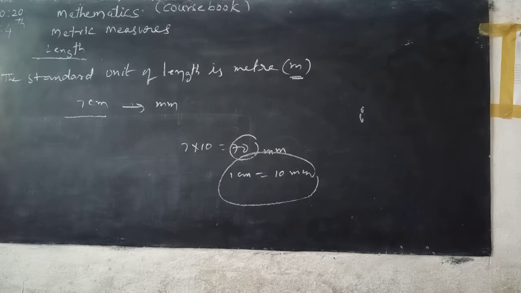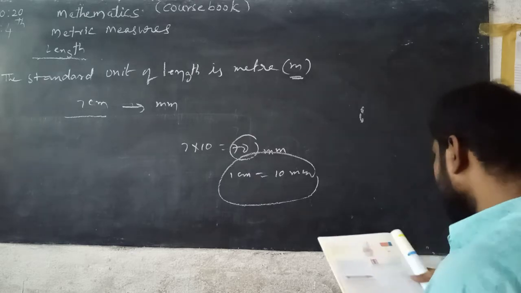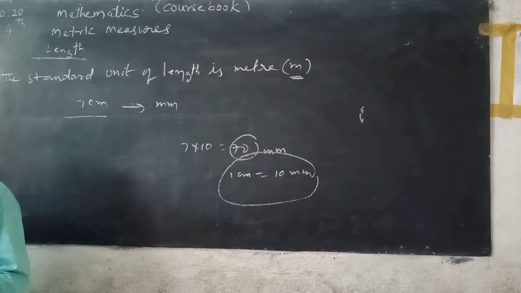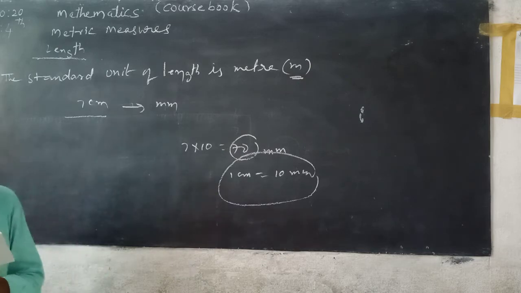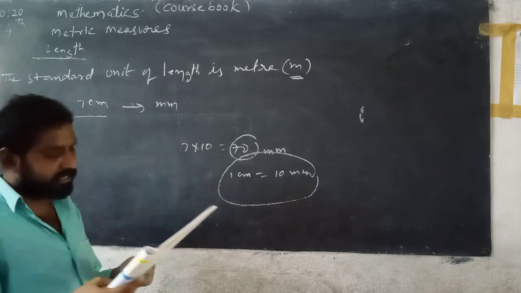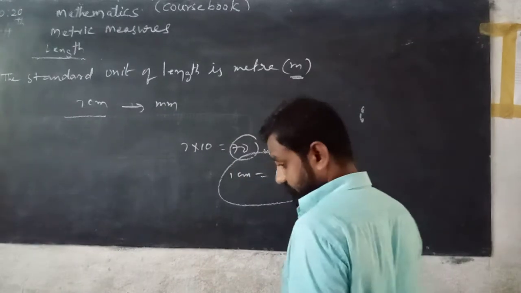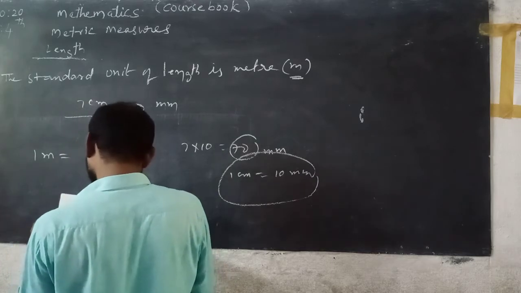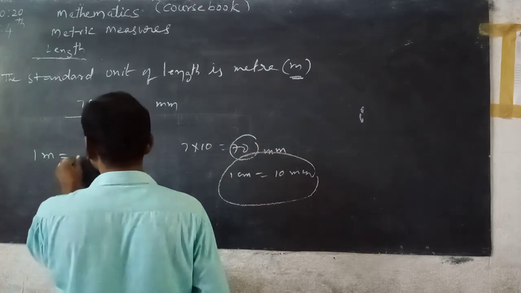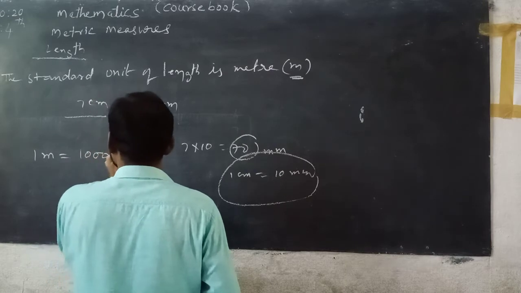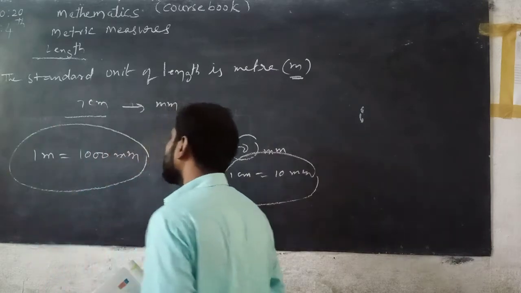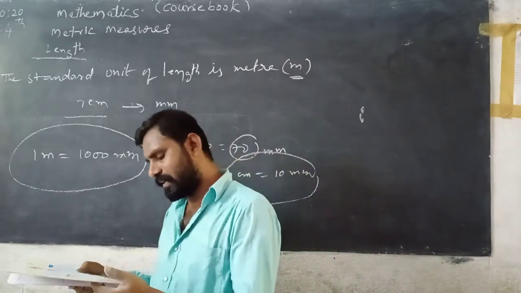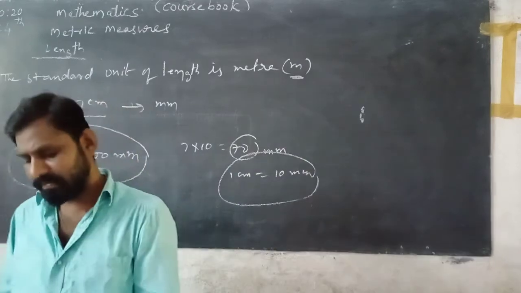Now next, we know that to convert larger units into smaller units, we need to multiply the larger unit by the conversion value. So let us convert 7 centimeters into millimeters. I already told you. Now next, do you know 1 meter is equal to how many millimeters? 1 meter is equal to 1000 millimeters. So to convert meters into millimeters, we need to multiply meters by 1000.